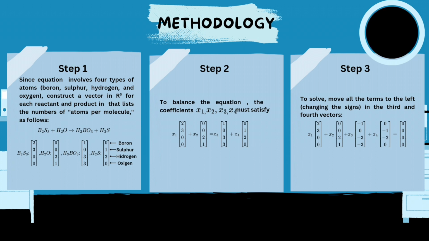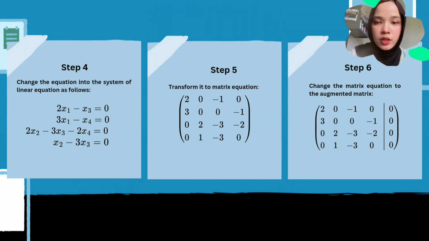For step 4, change the equation into a system of linear equations as follows: 2x1 minus x3 equals 0, 3x1 minus x4 equals 0, 2x2 minus 3x3 minus 2x4 equals 0, and x2 minus 3x3 equals 0.